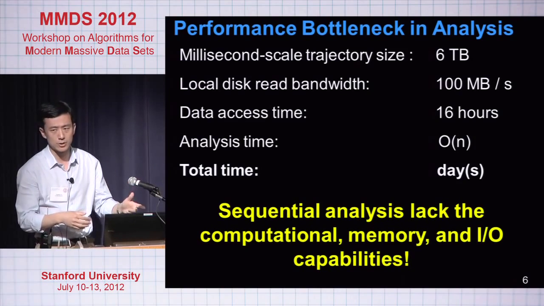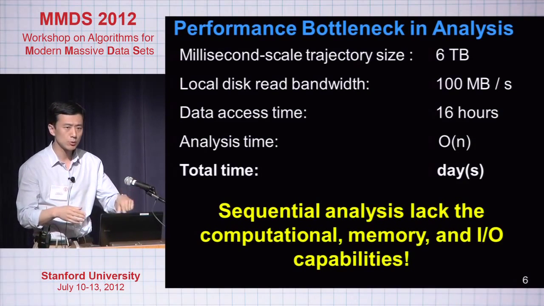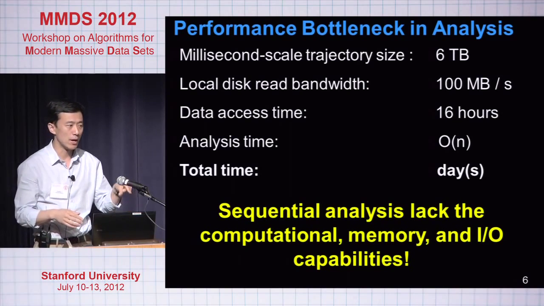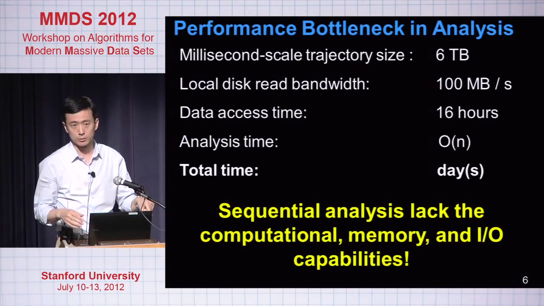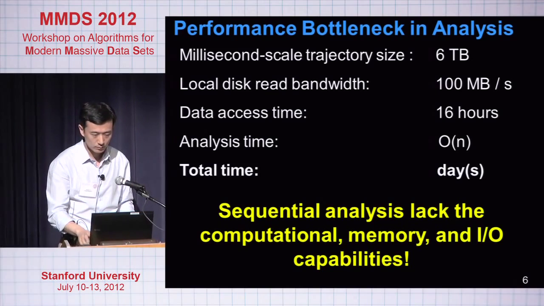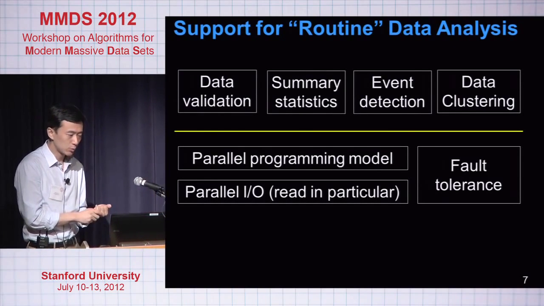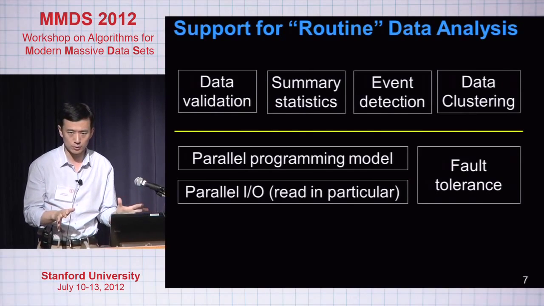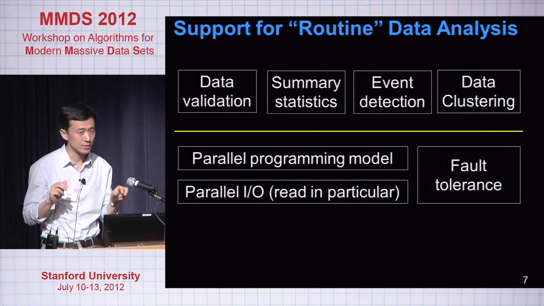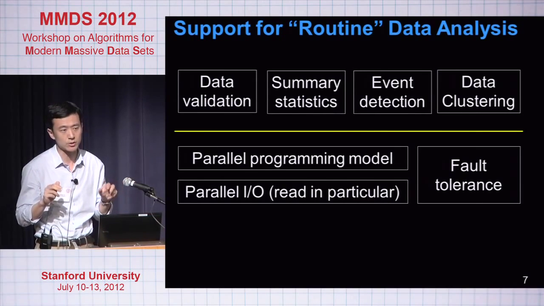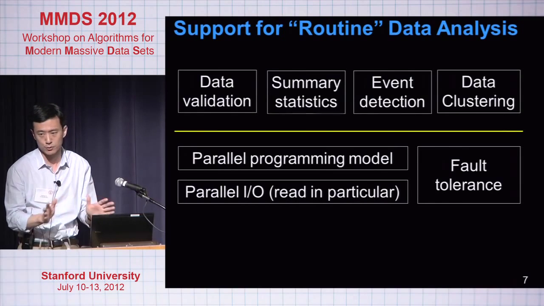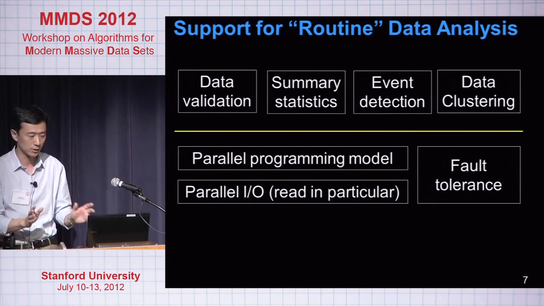At a very early stage, almost 5 years ago, we came to the conclusion that sequential data analysis does not have the required computational, I/O and memory capability to deal with the trajectory Anton was going to generate. So as a result, we developed a set of infrastructure to support this "routine" data analysis. The double quotes indicate they are not routine once the size of the data set exceeds a certain threshold. If you run these analyses on your workstation, you get frustrated and just walk away. You'll never wait for the result to come back.